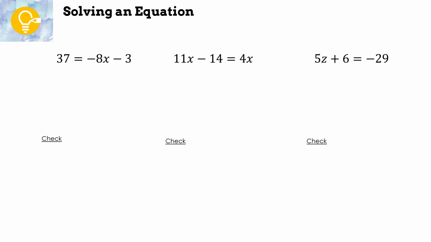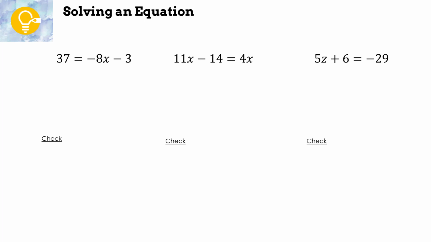The first one says 37 equals negative 8x minus 3. When I look at the left side of the equal sign, it's just 37. I can't collect like terms or anything like that. On the right side of the equal sign, I have negative 8x minus 3. Well, those aren't like terms, so I can't do anything for step 1. Step 2 says get negative 8x by itself.